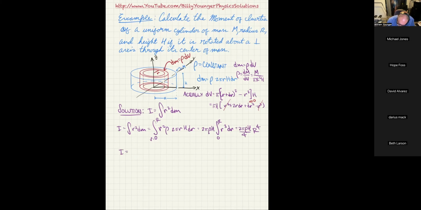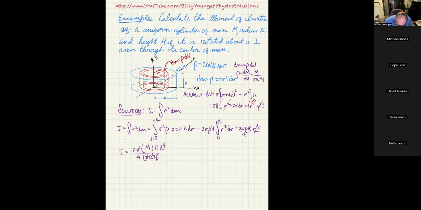So I is equal to 2 times pi. I'm going to go ahead and plug in rho here. We found rho to be m, and then the h is here, and then the r to the fourth is here. Now the 4 on the bottom is there, and I haven't finished with the rho. Rho was m over pi r squared h, so I'm going to put the pi r squared h down here. So you see that those two parts in parentheses really are the rho.